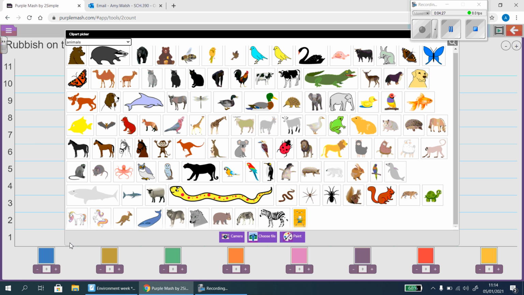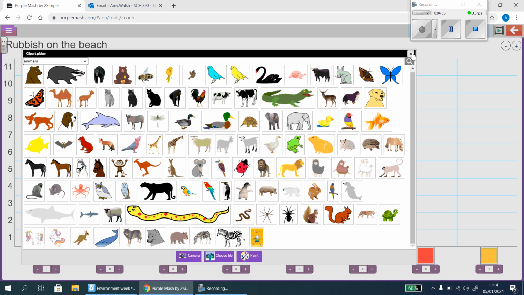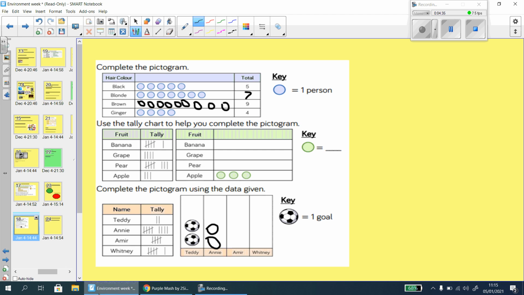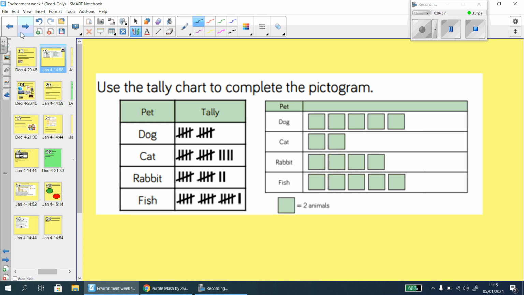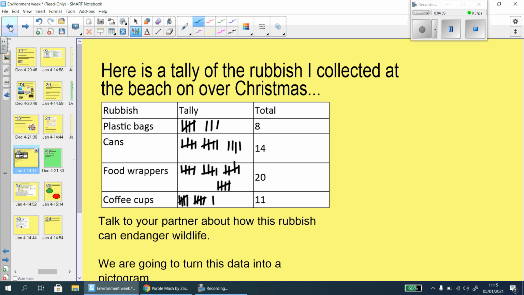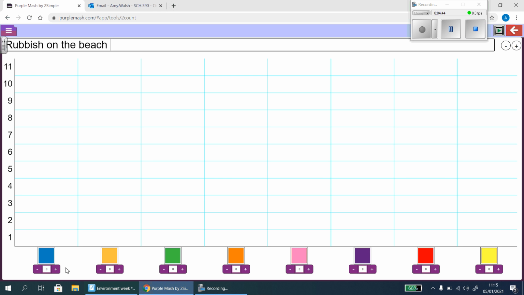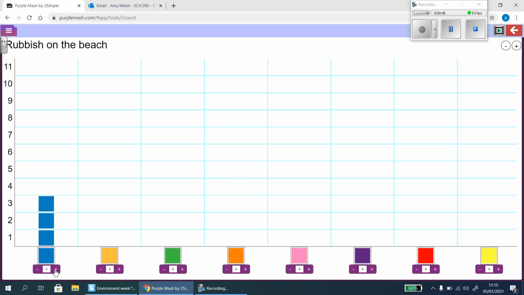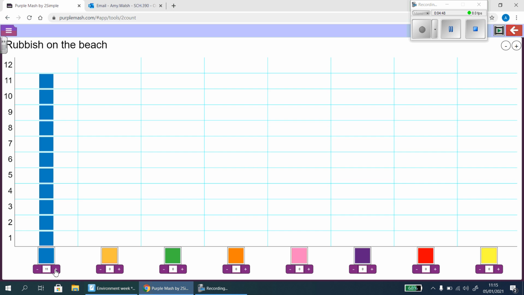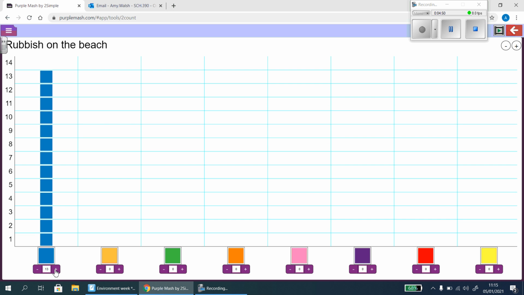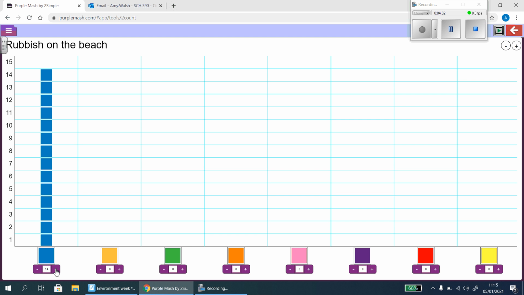So you would have cans, and then you'll need to decide whether or not your picture is going to be worth 1 or worth 2. So if I go back and have a look at how many cans I had, I can see there were 14. So I would then add up my 14.